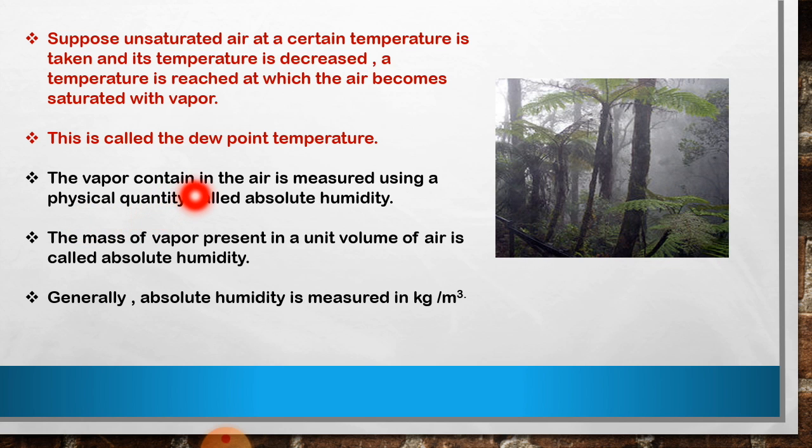the vapor contained in air is measured using a physical quantity called absolute humidity. The mass of vapor present in a unit volume of air is called absolute humidity. So the mass of vapor which is present in a unit volume of air, it is called what? Absolute humidity. Generally absolute humidity is measured in terms of kg per meter cube. Students, remember that absolute humidity is measured in what? It is measured in kg per meter cube. Okay.